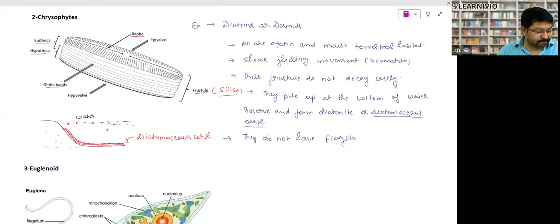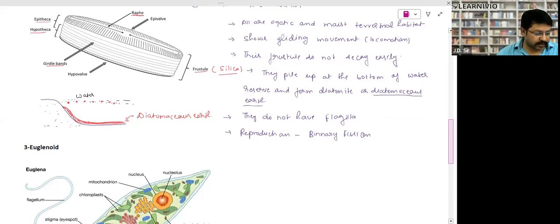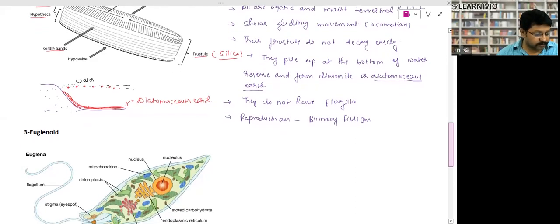And reproduction. Reproduction takes place through binary fission. It means one cell will divide into two, binary fission, and they will become two cells, right? Means one organism will become two, right? And what else?